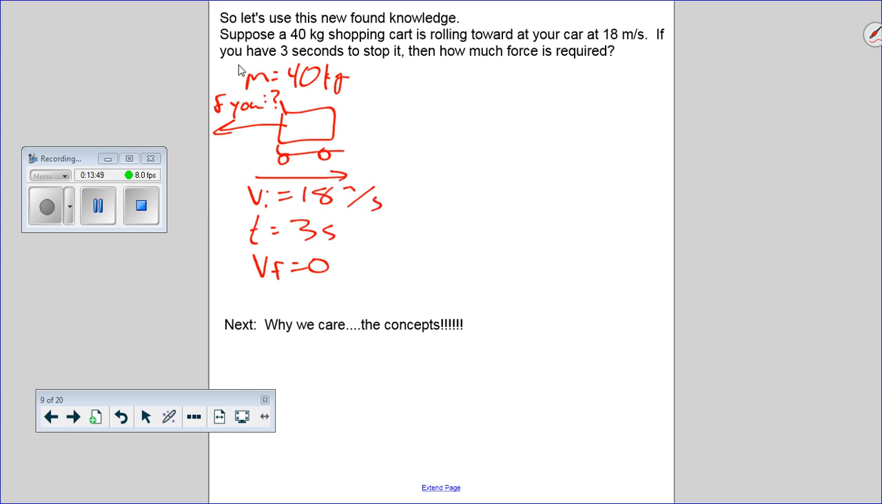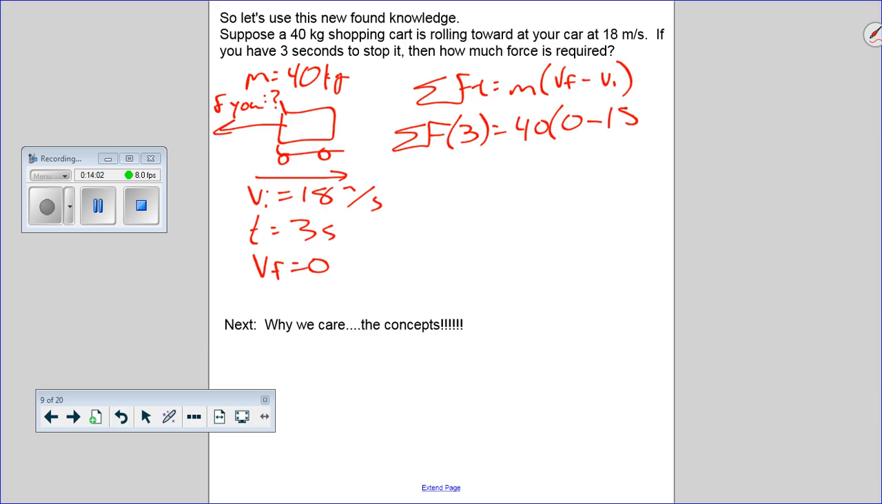So we're just going to do the same thing. Net force times time equals mass times Vf minus Vi, and plug in the numbers. We have to find the net force. Time is 3, mass is 40, Vf is 0, Vi was 18. So solve, and you end up getting negative 240 newtons. There you go, there's your answer.